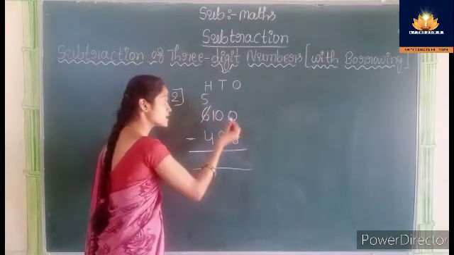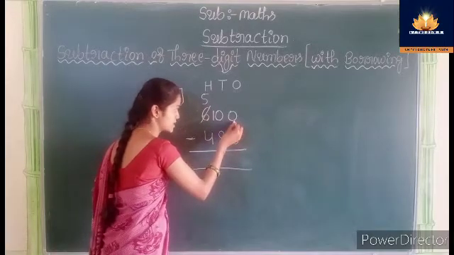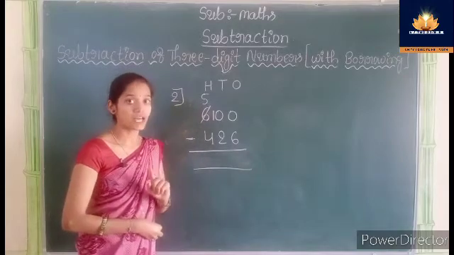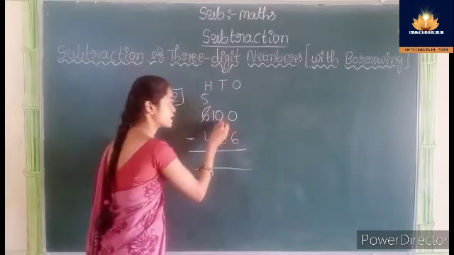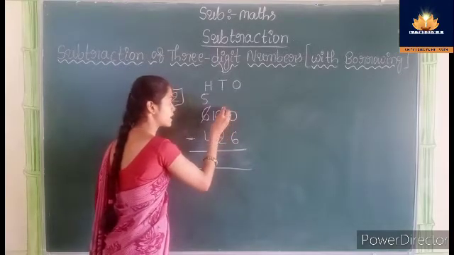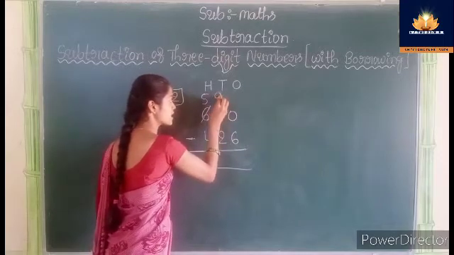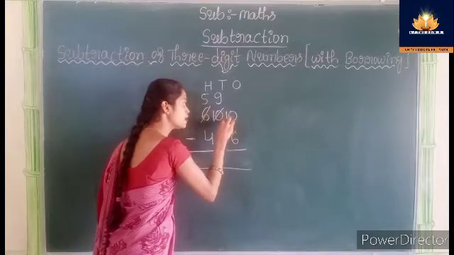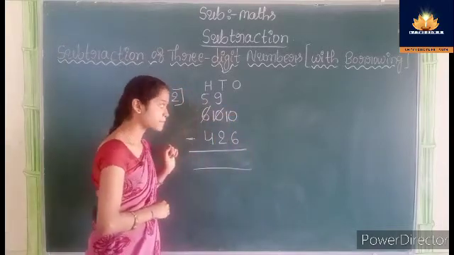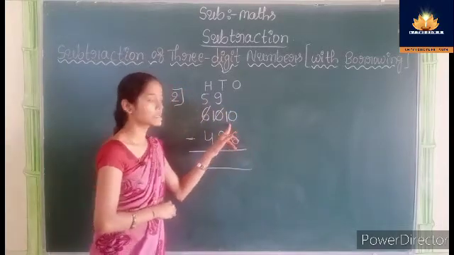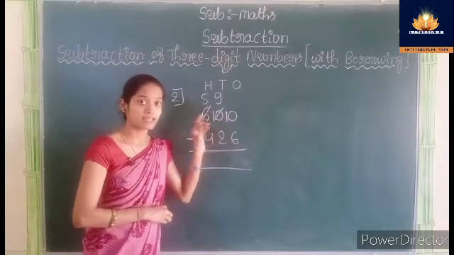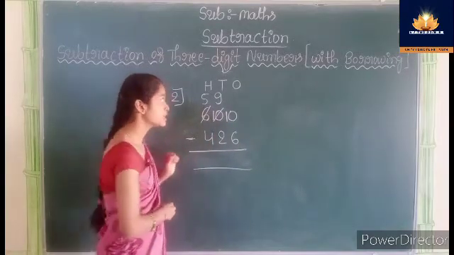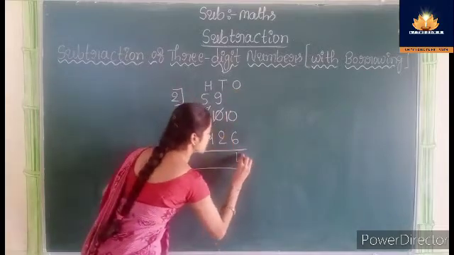Students, in ones place also we have 0, right? That's why we have to borrow 1 ten from these 10 tens. Then 10 tens becomes 9 tens, and now here we have 10 ones. Now subtract 6 from these 10. 10 minus 6 how much? 4, and that 4 should be written in ones place.